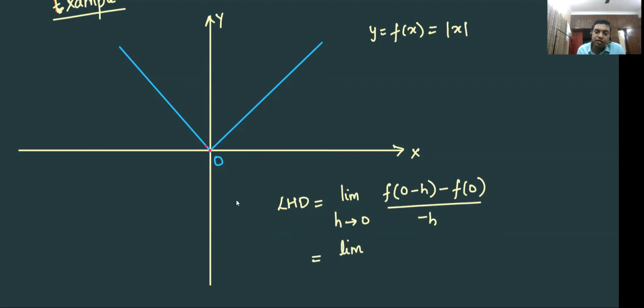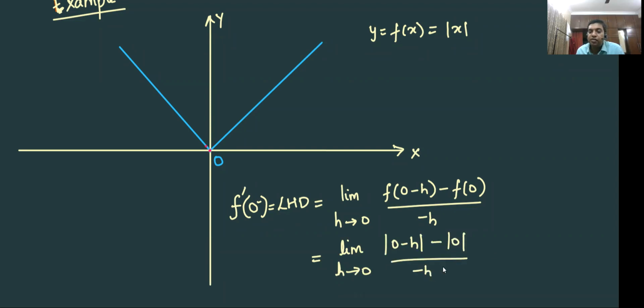By the way, I didn't give the notation. The left hand derivative can be written like this: f dash 0 minus, or f dash a minus. That means left hand derivative at a. So this is f dash 0 minus, that is left hand derivative, is limit h tends to 0, f of 0 minus h minus f of 0 by minus h. This is modulus of 0 minus h, that is minus h, minus modulus of 0 by minus h.